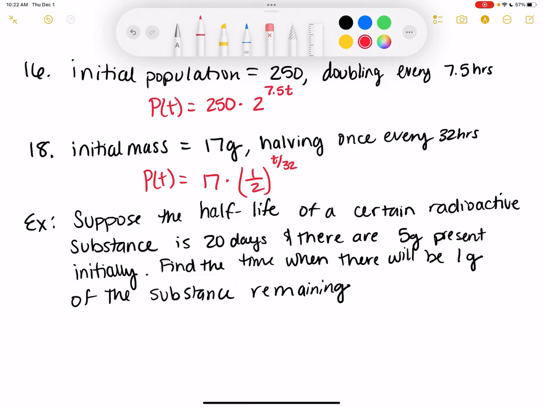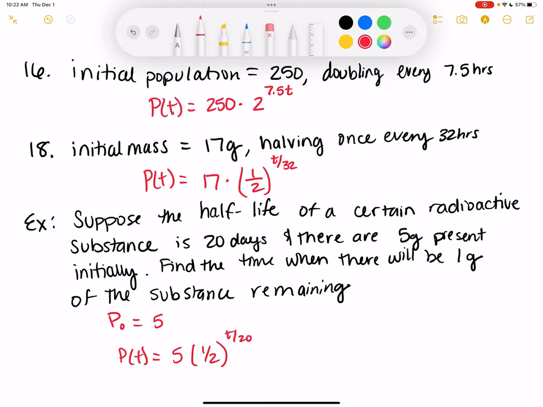All right, so my initial is 5 grams. It's a half-life problem, meaning it's a decay problem. So that means it's going to be 1/2 again for this one. So P of T equals 5 times 1/2. Any ideas what it's getting raised to? T divided by 20. Yep. To the T over 20.